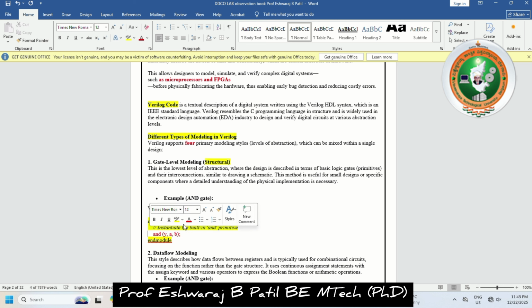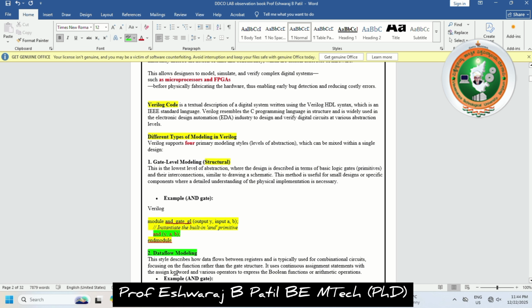This is how to write Verilog code for the AND gate in the structural model or gate level modeling. In gate level, I use the gate name itself, AND. Y is the output, and A and B are the inputs. I hope you are all following this. Next one is data flow modeling.